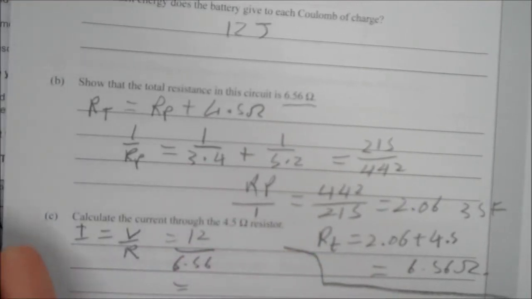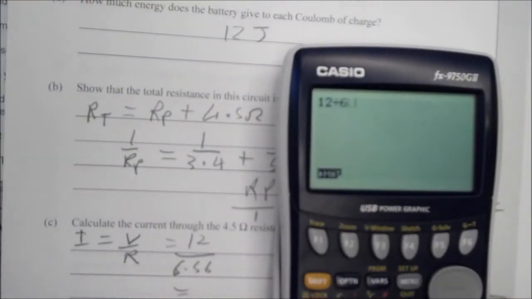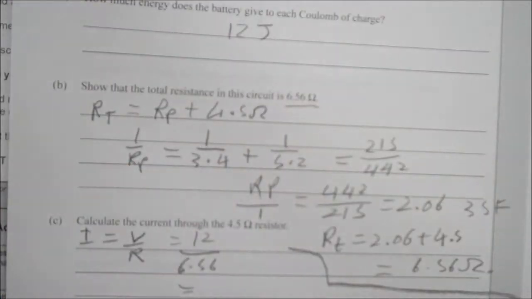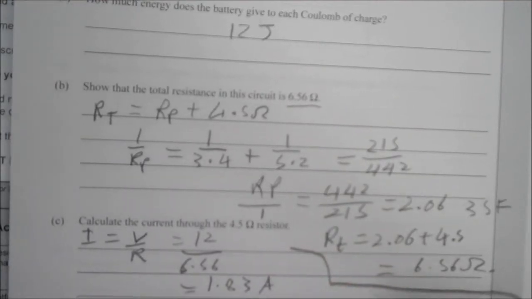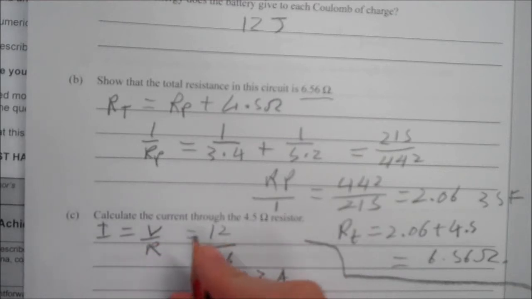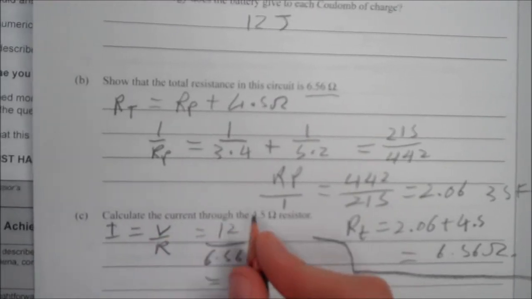Which is equal to 1.83, 1.83 amperes. And remember, the current through the entire circuit is going to be the same, no matter which resistor you're looking at it from.